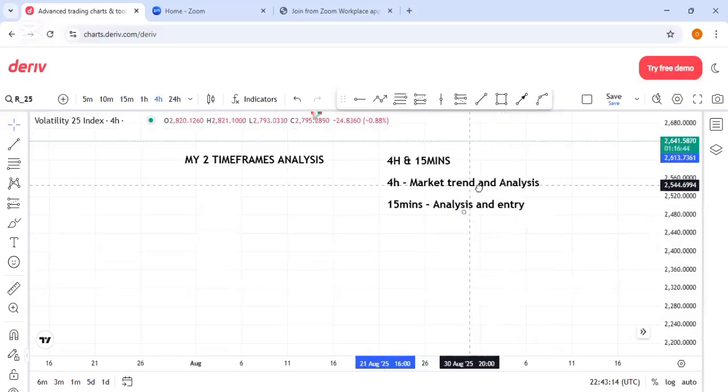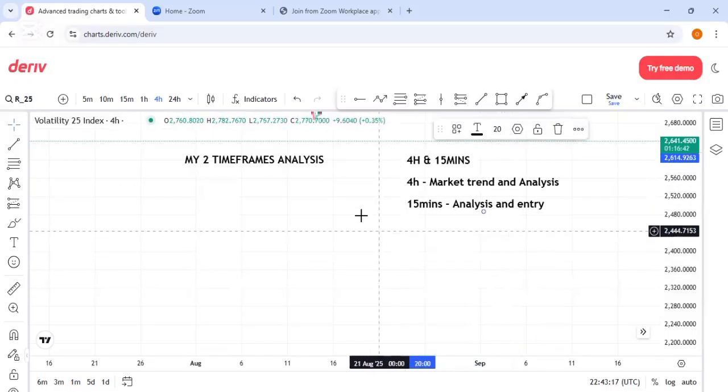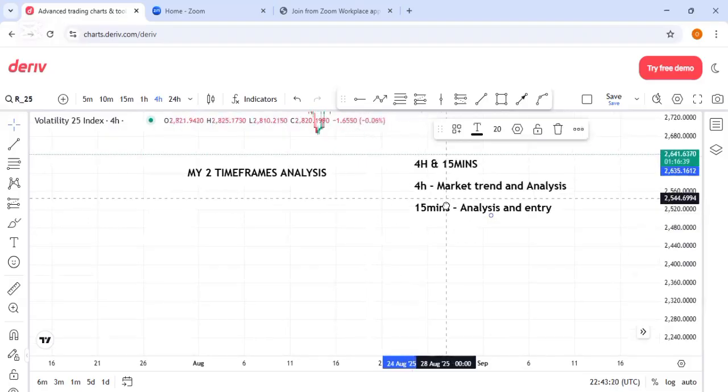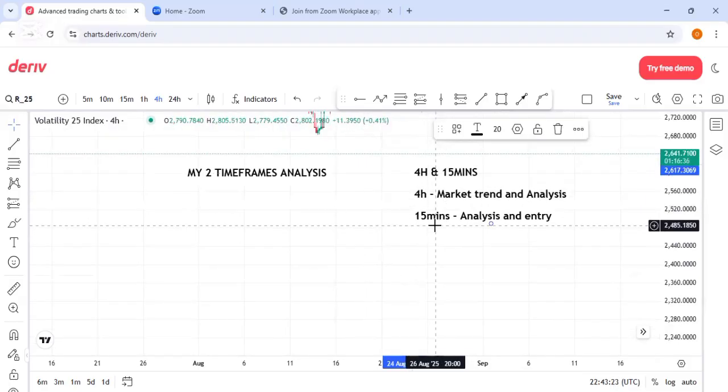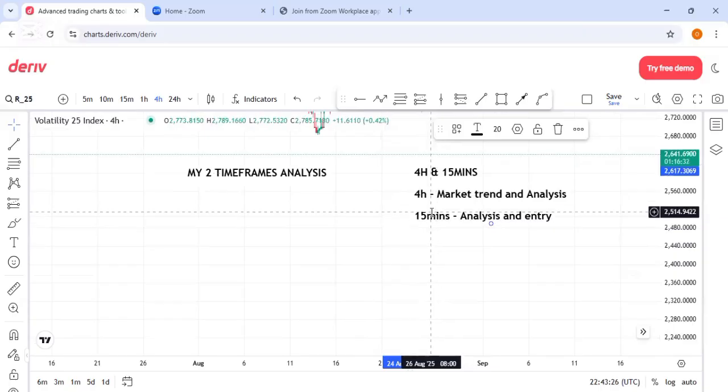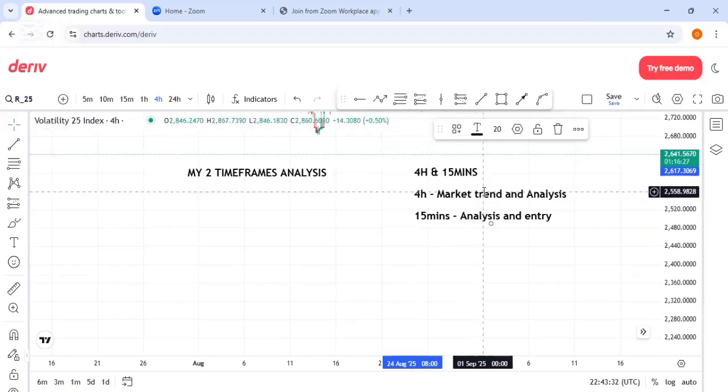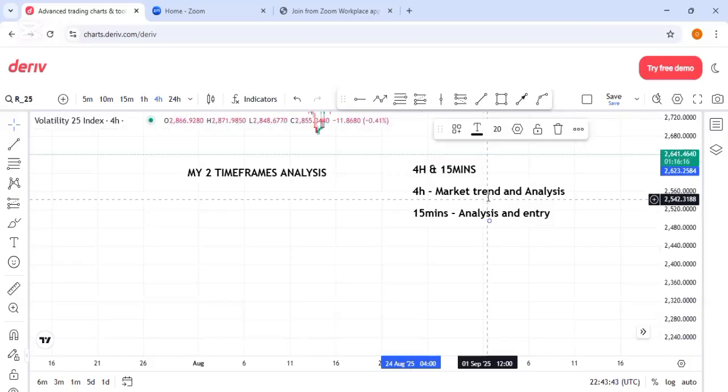Another thing I want to call your attention to is probably when you are studying your own chart, and let's say you are back testing or even forward testing, and with your analysis, you see that the most convenient time frames for you are not the 4 hour and 15 minutes. Your own two time frame analysis might be 1 hour and 15 minutes, or it might be 1 hour and 5 minutes. Any time frame you pick, just make sure one has to be the higher time frame and the other has to be a lower time frame. You get, one has to be the higher time frame just for market trend and analysis.